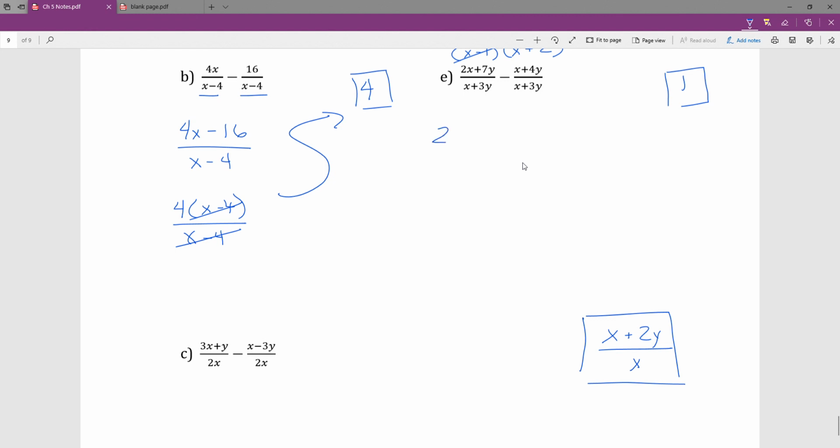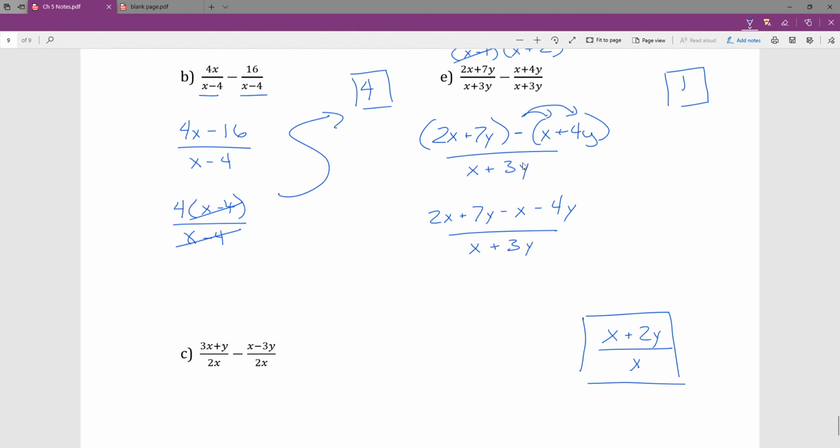For e, I'd have 2x plus 7y, and I'm subtracting. Remember, that's a binomial, so keep them together because we have the case like we had before. We have that distribution of that negative sign. This is all over my common denominator. Just rewrite it the same. And doing the work on the numerator here, I'd have negative x and negative 4y all over my x plus 3y. Gathering up my like terms, making that numerator a little bit easier to see, I'd have an x plus 3y all over x plus 3y, which is why I get the answer of 1.